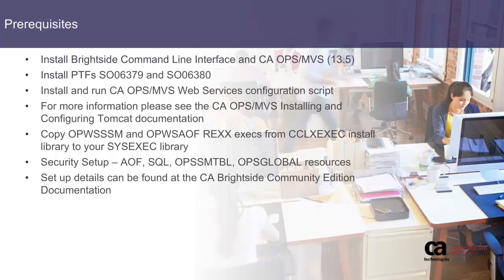Copy the OPWS SSM and OPWS AOF Rex execs from the cclx.exec install library to your sysexec library. Last, you need to set appropriate security including the ability to access AOF, SQL, OPS, SMTBL, and Ops Global resources. General information about the prerequisites can be found in the Prerequisites section of CA Brightside Plugin for CA Ops MVS documentation.